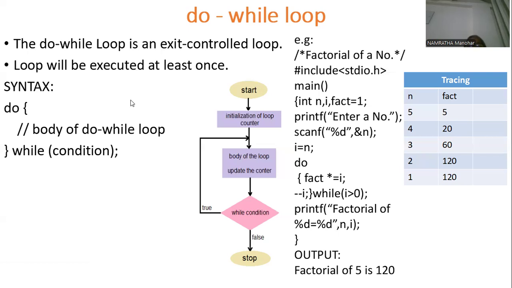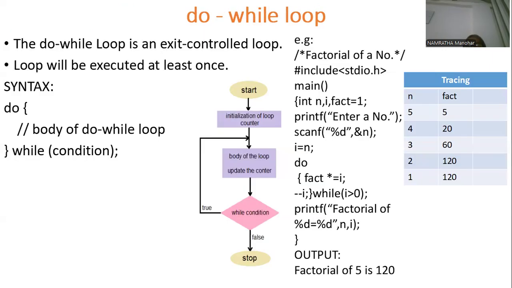Now enter the number for which you want to find out the factorial. So printf, enter a number. scanf, ampersand n. So n is the number for which I want to find out the factorial. So say I've entered the number n.